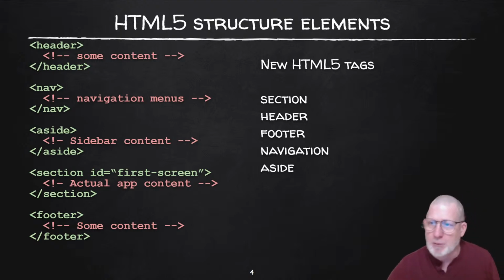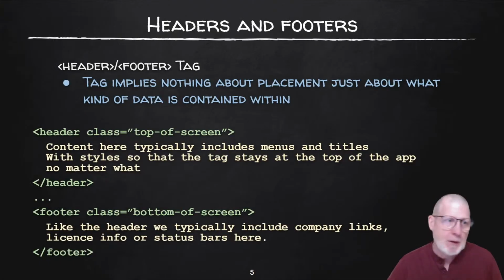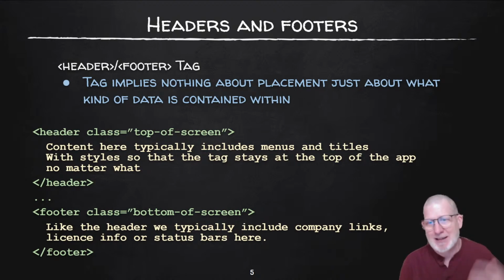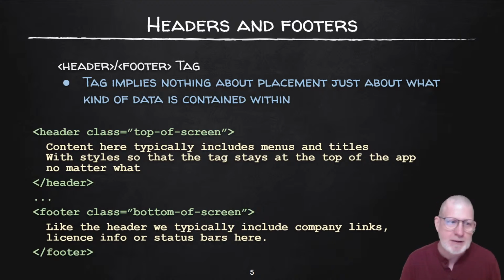A lot of the times we use the content tags to help give us an idea of what kind of stuff goes where. When we're looking at headers and footers, the tag doesn't tell us that it's at the top of the page. The tag just tells us, hey, this is stuff you should think of as the beginning of a page. And the same with footer. It's not telling us that it has to go at the bottom, but it does tell us that this is something that closes off this page.